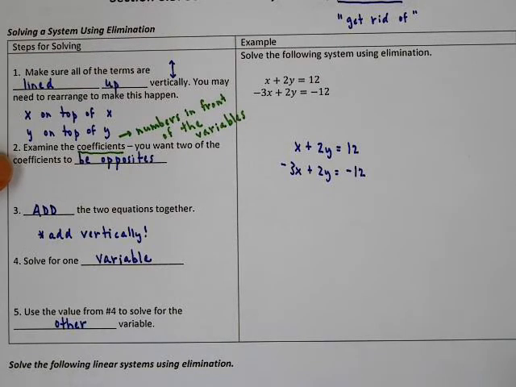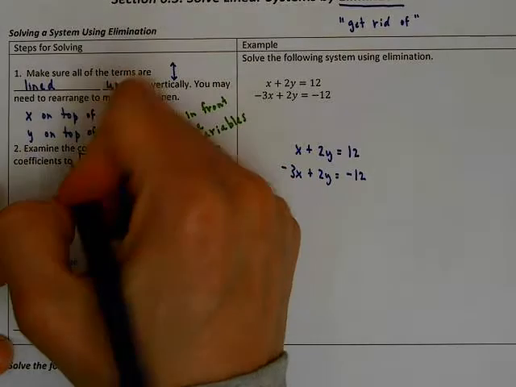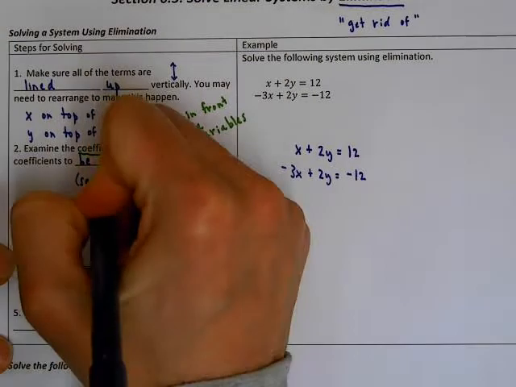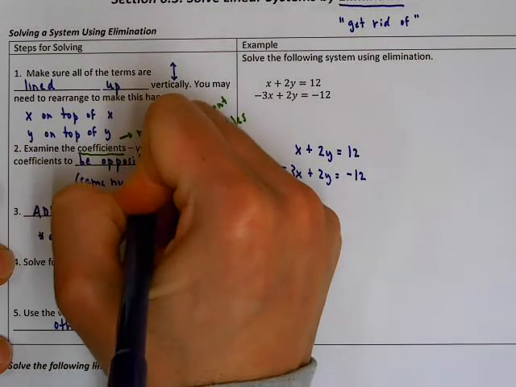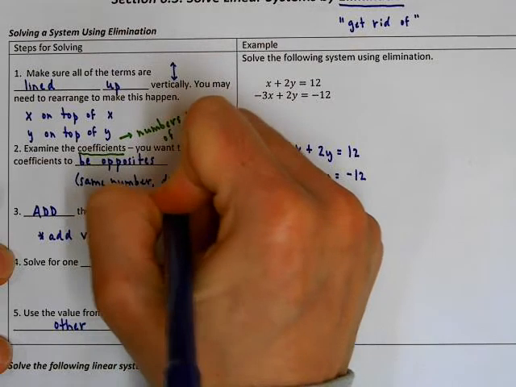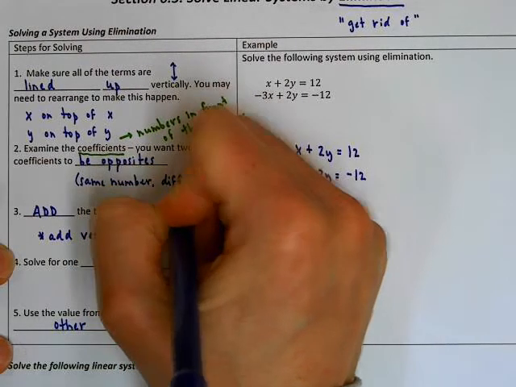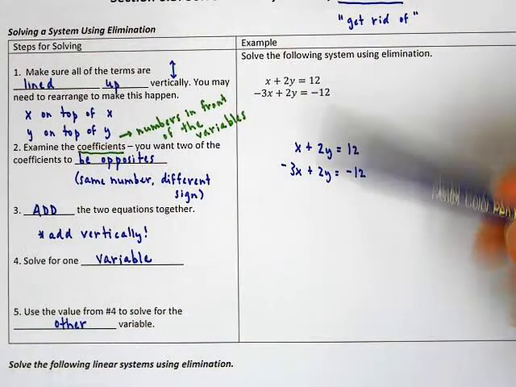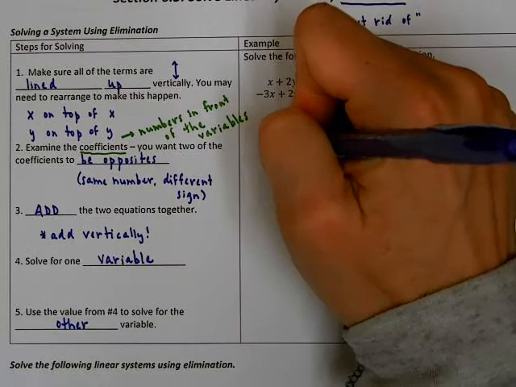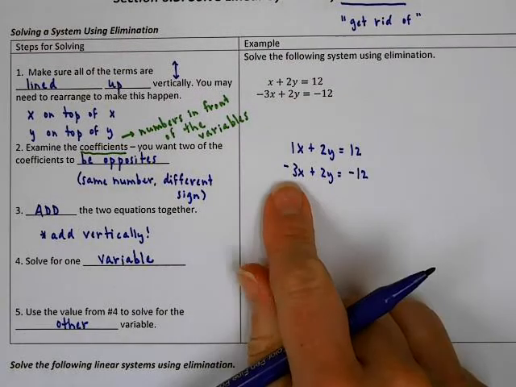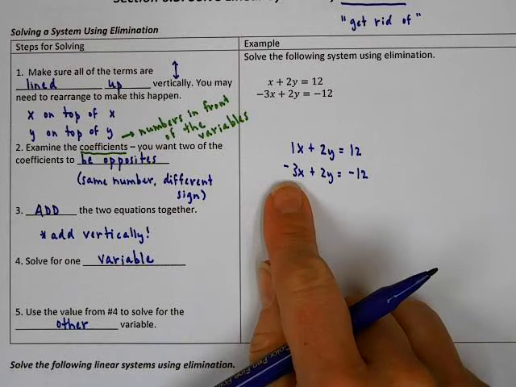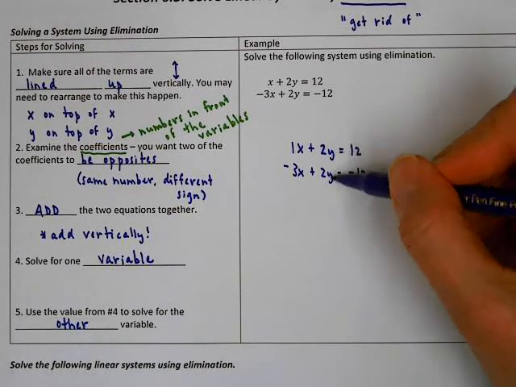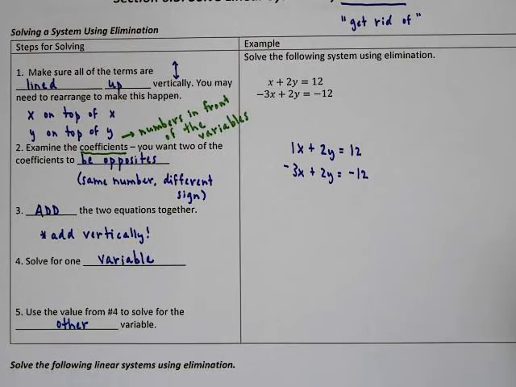Now, we need to look at the coefficients. We want two of them to be opposites, right? That means the same number but a different sign. In this case, my coefficient here, even though I don't really see it, is a 1, and this one's a negative 3. So those aren't opposites. If I look at my coefficients of y, one is positive 2 and the other is positive 2. So they're the same number, but they're not a different sign.